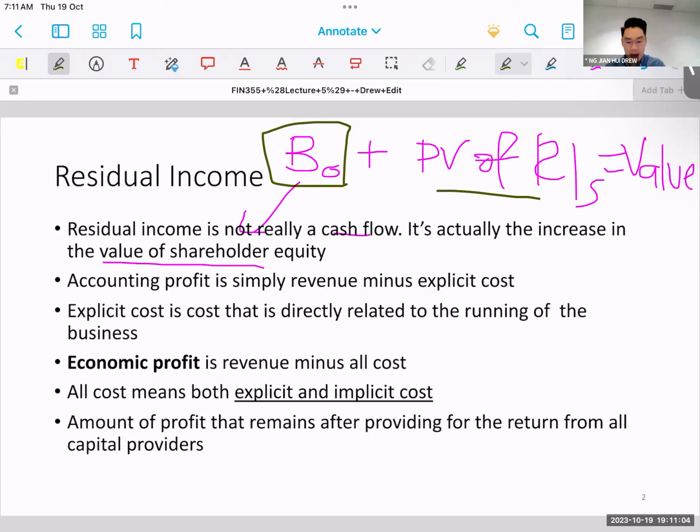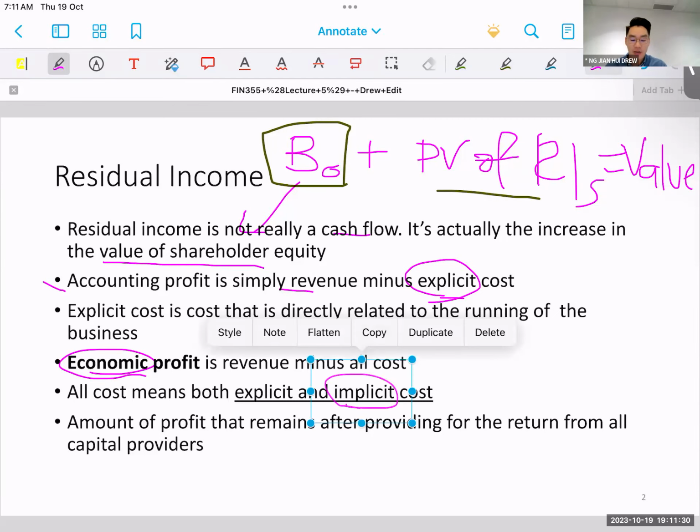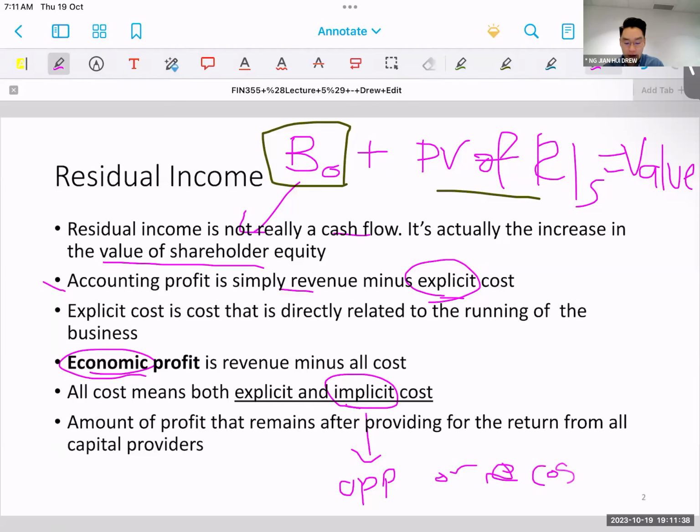Just a small recap: accounting profit is revenue minus costs. When we think about accounting profit, we think more of the explicit costs, such as cost of goods sold and administrative expenses. But when we think about economic profit, there are quite a few more implicit costs that we have to take into account. These costs could include opportunity costs, or even the cost of equity.